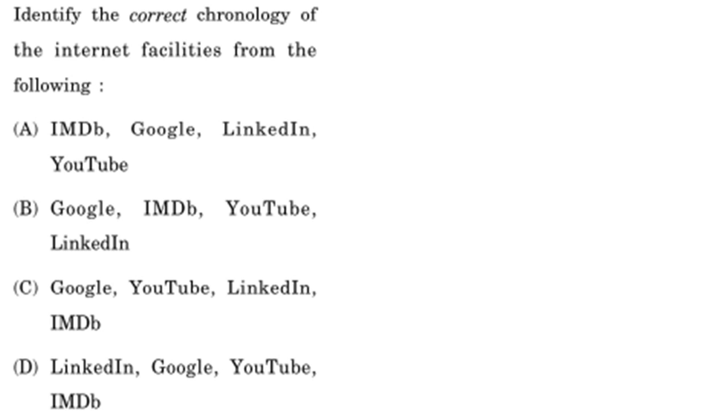So IMDb was the first to be founded, in 1970. Google was founded in 1998, LinkedIn was founded in 2002, and YouTube was the most recent to be founded. It was in 2005. So from this you can easily answer, because IMDb was founded in 1970. So option A is the correct option here.